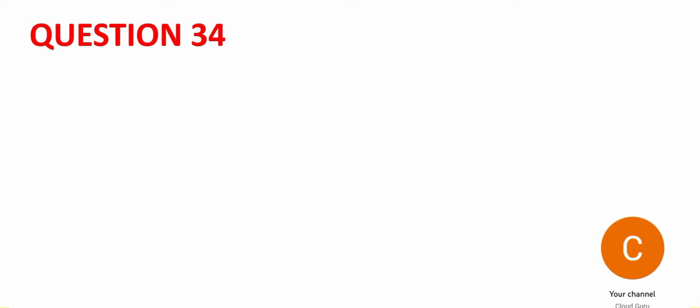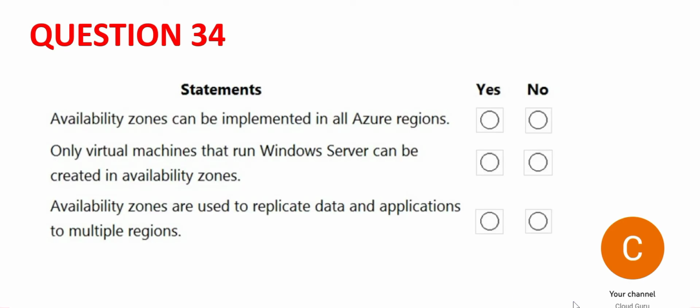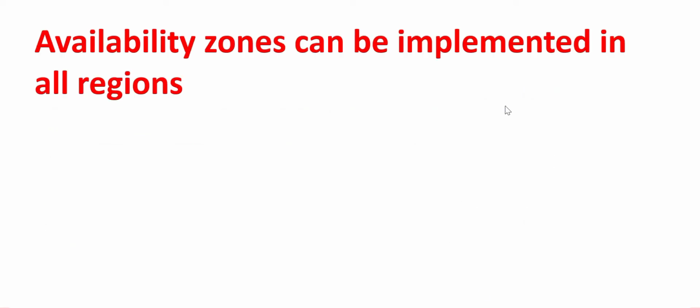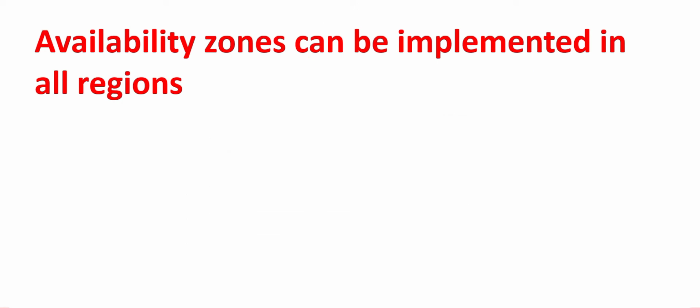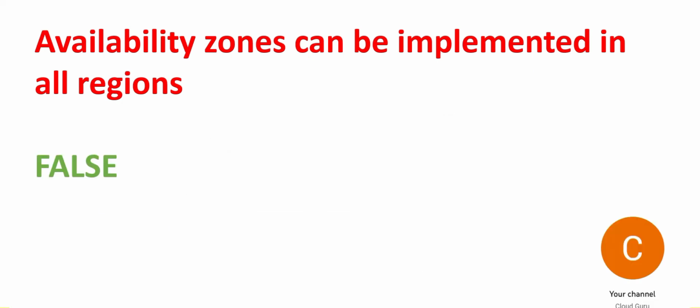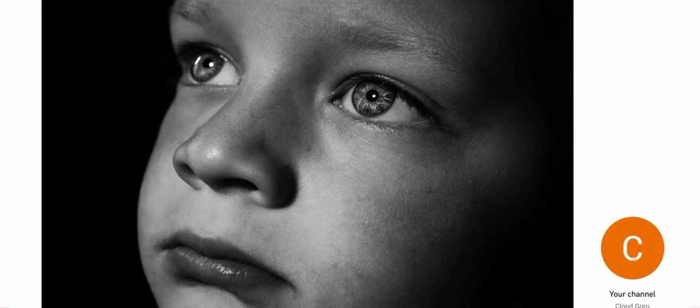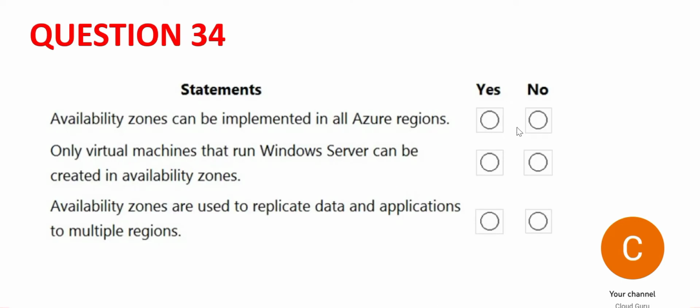Question 34. There are 3 questions in one question. You will get a similar format in the exam. Availability zones can be implemented in all regions. This statement is not totally correct. See this documentation here, it provides all the regions which have AZs, but there are some regions which don't have AZs, hence this statement is false. So the answer for this one would be no.